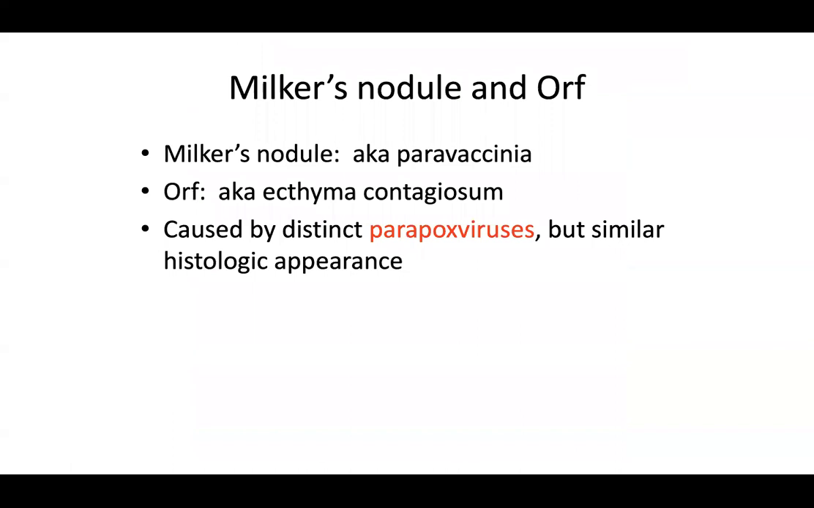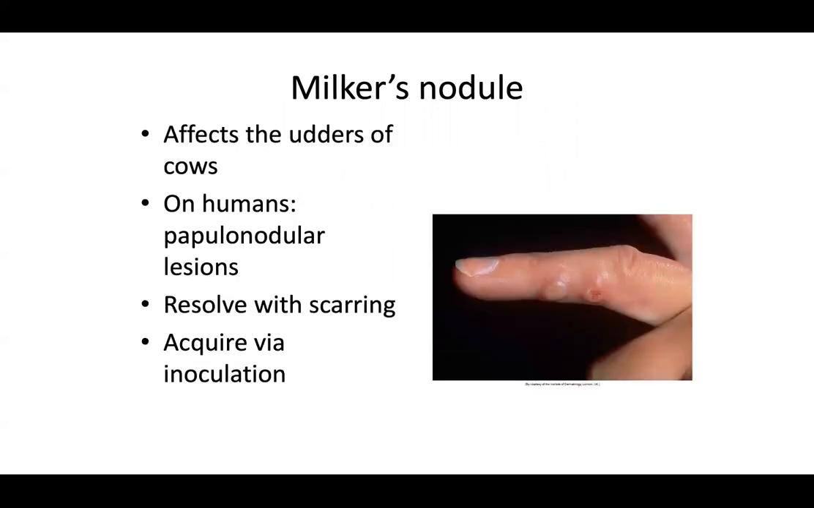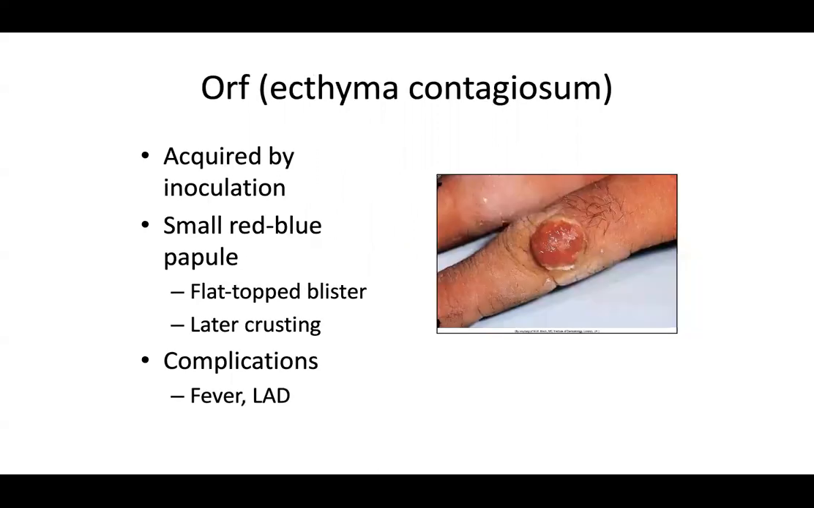So you've probably heard of orf, Milker's nodules, another name for that. I mean, it's related because it's in the parapoxvirus family. So Milker's nodule is known as paravaccinia, and orf is known as ecthyma contagiosum, but they're caused by parapoxviruses, and they have similar histologic appearance. So starting out with the Milker's nodule, it affects the udders of cows. On humans, you get papulonodular lesions that resolve with scarring. They are acquired via inoculation.